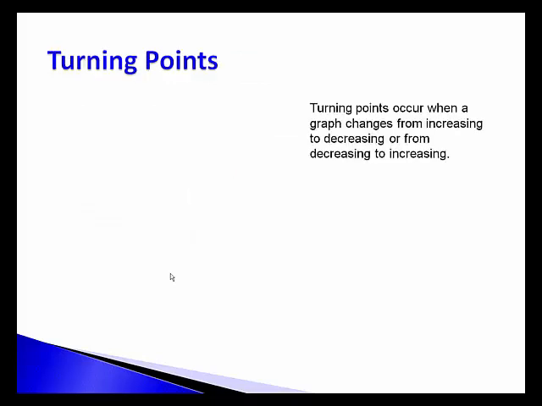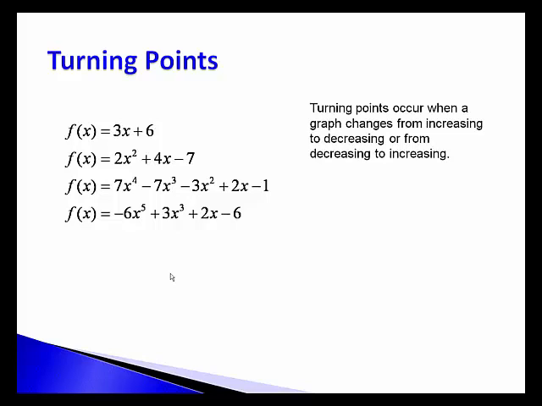Let's now look at turning points. Turning points occur when a graph changes from increasing to decreasing or from decreasing to increasing. We'll look at our same four functions and let's talk about them one at a time. Let's look at the first one, and what we have, remember, is a linear function. Let me ask you, is there ever a place where this linear function turns and goes back downhill? Well, the answer is no, there's not. So if that doesn't happen, then this function has no turning points.